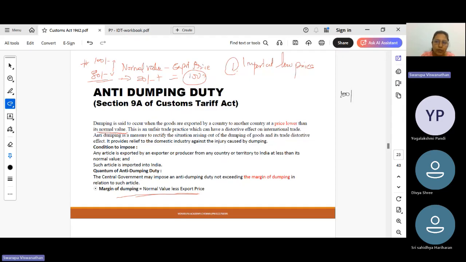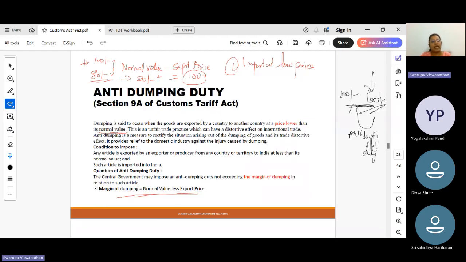So if the normal price of a product is 100 rupees, the imported goods are at 60 rupees. So goods are getting imported at a lower price. It might not be due to subsidies given by the government. It could be because of some other reason. So it is getting imported from another country at a lower price, lower than the normal value of the goods. In such a situation, again, we need to equalize the price in the domestic market. To equalize the price, we charge anti-dumping duty.